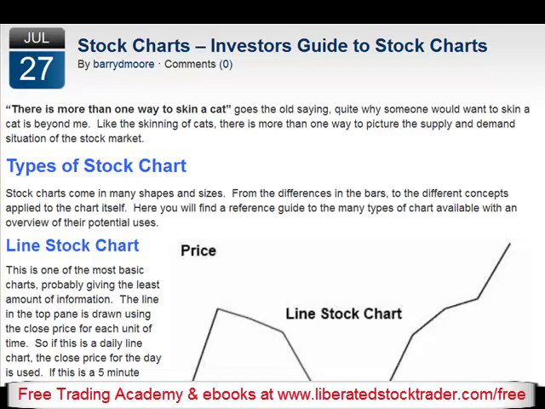Investor's Guide to Stock Charts. There is more than one way to skin a cat, goes the old saying. Quite why someone would want to skin a cat is beyond me. Like the skinning of cats, there is more than one way to picture the supply and demand situation of the stock market.